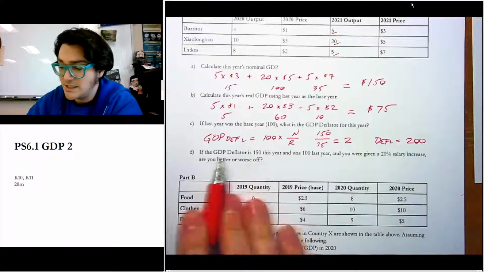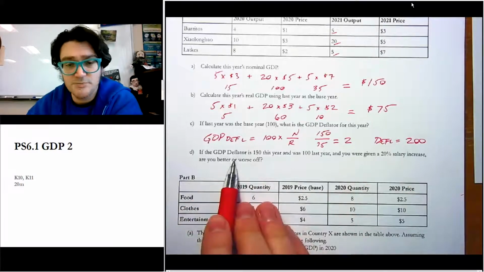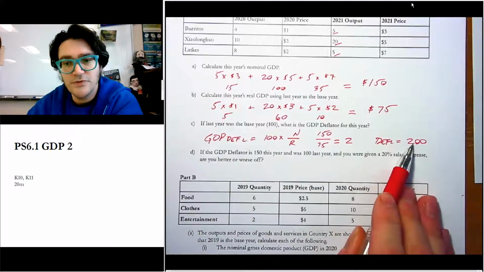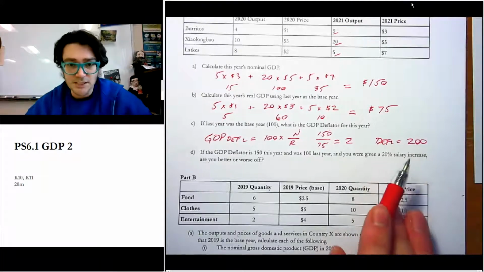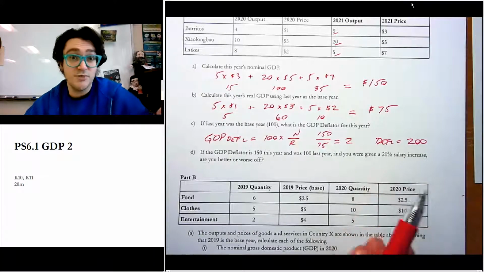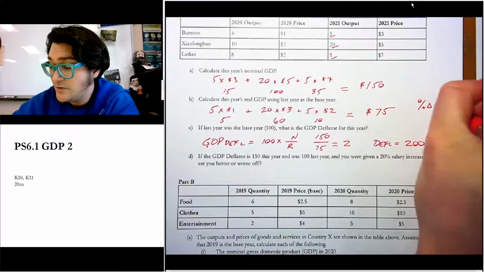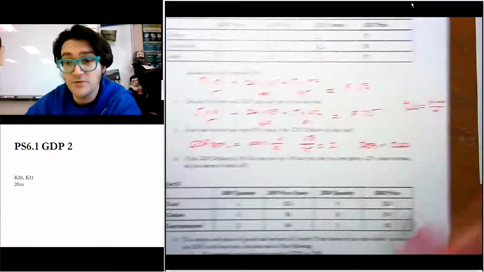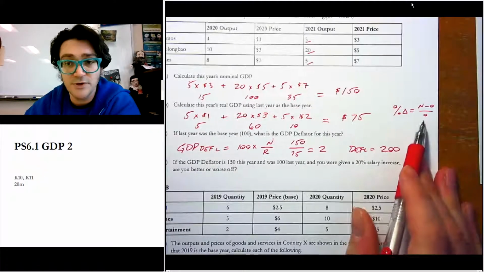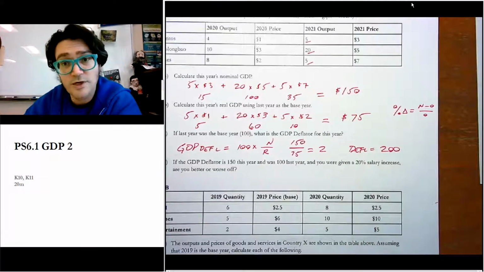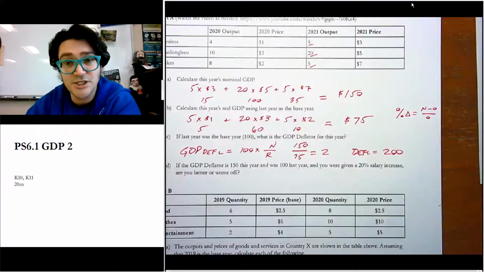And this is like a totally separate question. So before we do this part D, it's useful to note that really what this is saying is that since the base year, prices have gone up 100%. If we remember that percent change is new minus the old over the old, well, the new is 200 minus 100 over the 100. So it's literally a 100% increase in prices since last year.